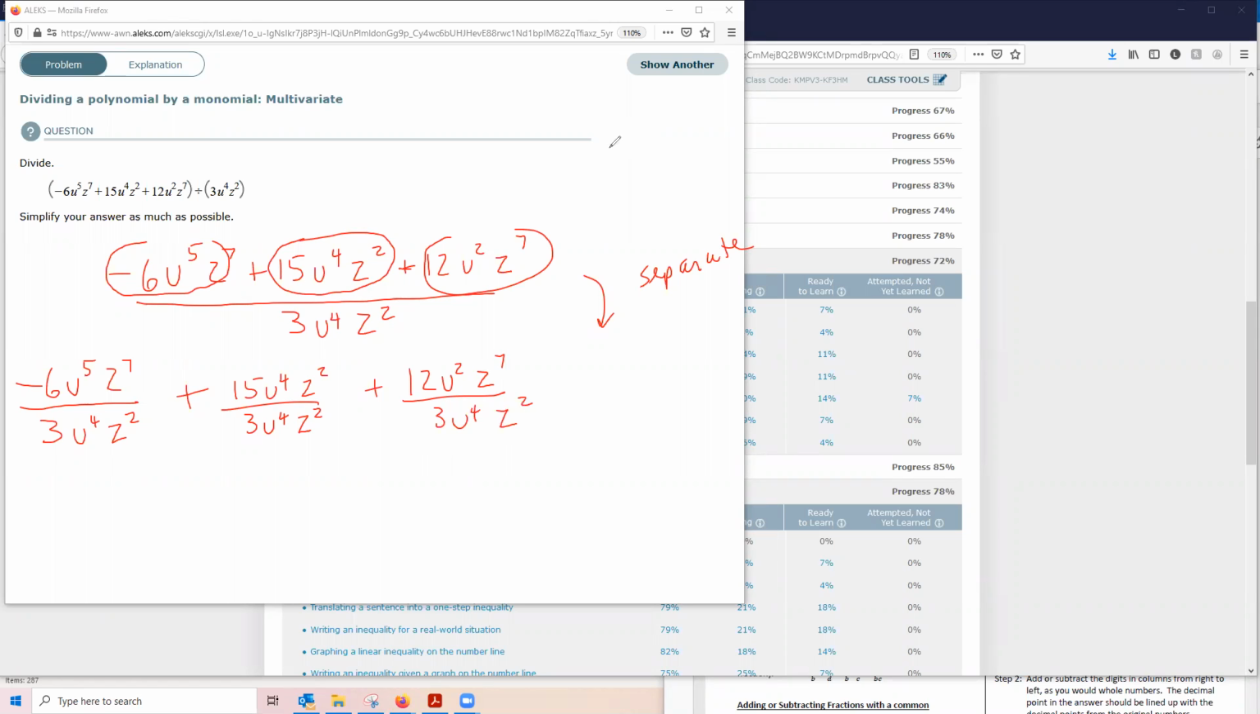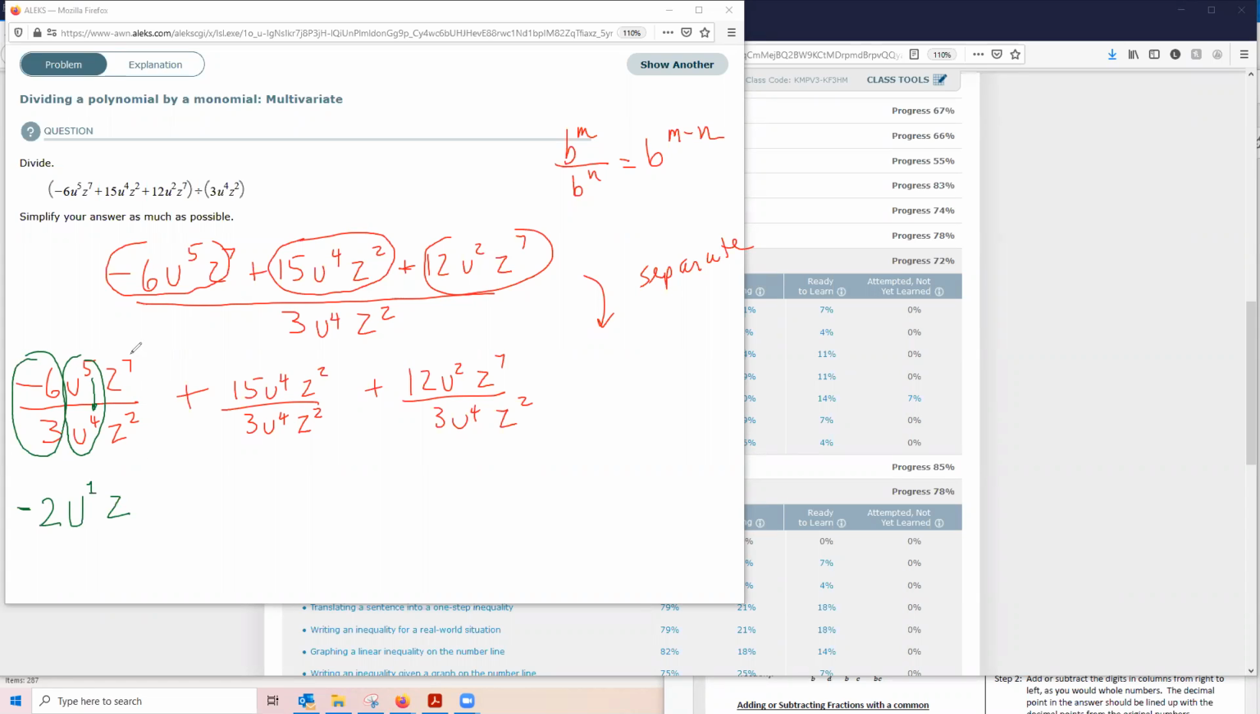Let me remind you, we're going to use this quotient rule again. It says if you have a base on top and the same base on bottom, you keep the base the same and you subtract the exponents like that. All right, let's start in the first fraction. Well, for the first fraction, I have a negative 6 divided by 3. That's negative 2. Now I'm going to work with the u's here. I have u to the 5 over u to the 4, but that's where I'm going to subtract the exponents. 5 subtract 4 is 1.